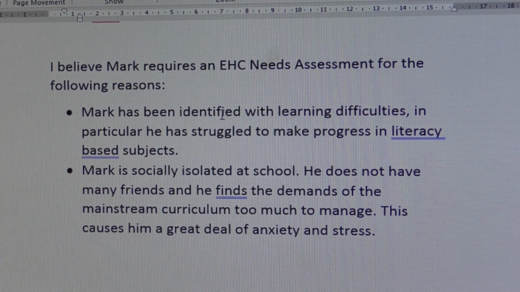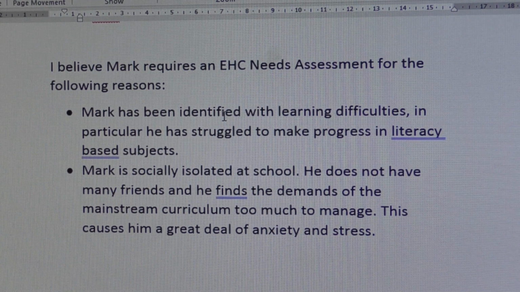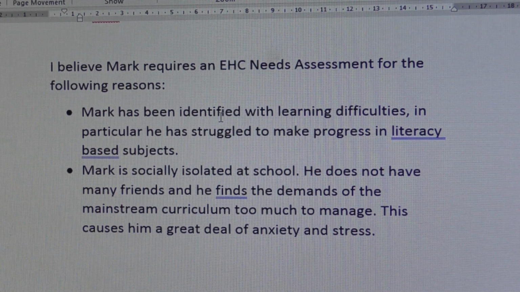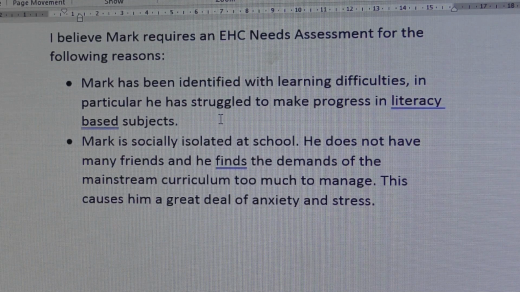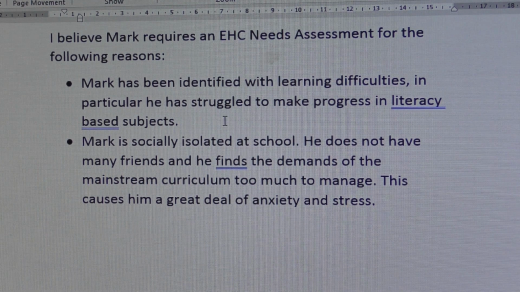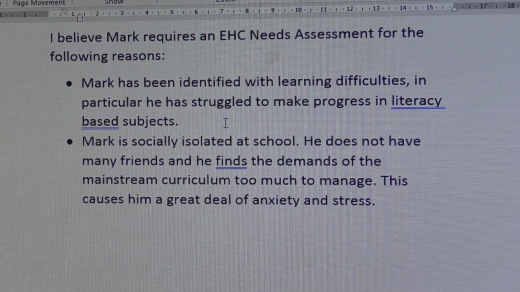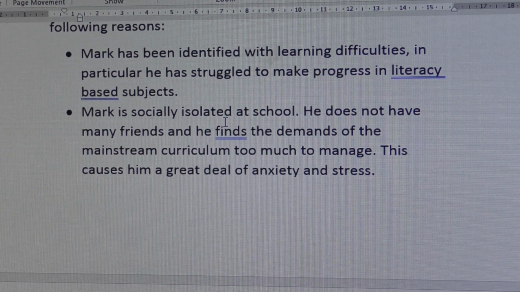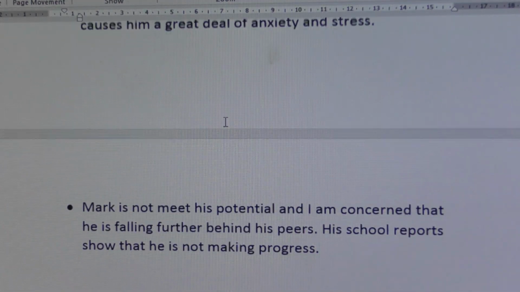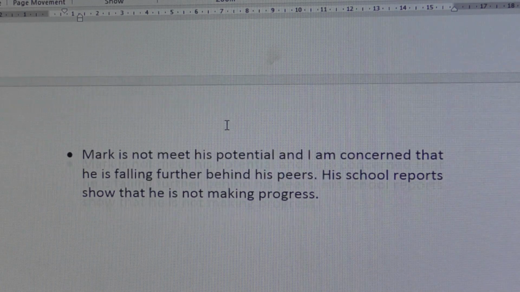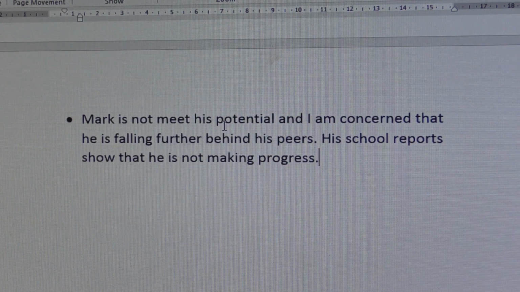So in this case, I've just used examples: he's got learning difficulties, perhaps difficulty with literacy, he's got some social difficulties, so he's struggling to access social groups, and he's finding the demands of mainstream education too much, and that's causing him stress and anxiety. And I think also, obviously, he's not making progress, and therefore he's not reaching his potential.